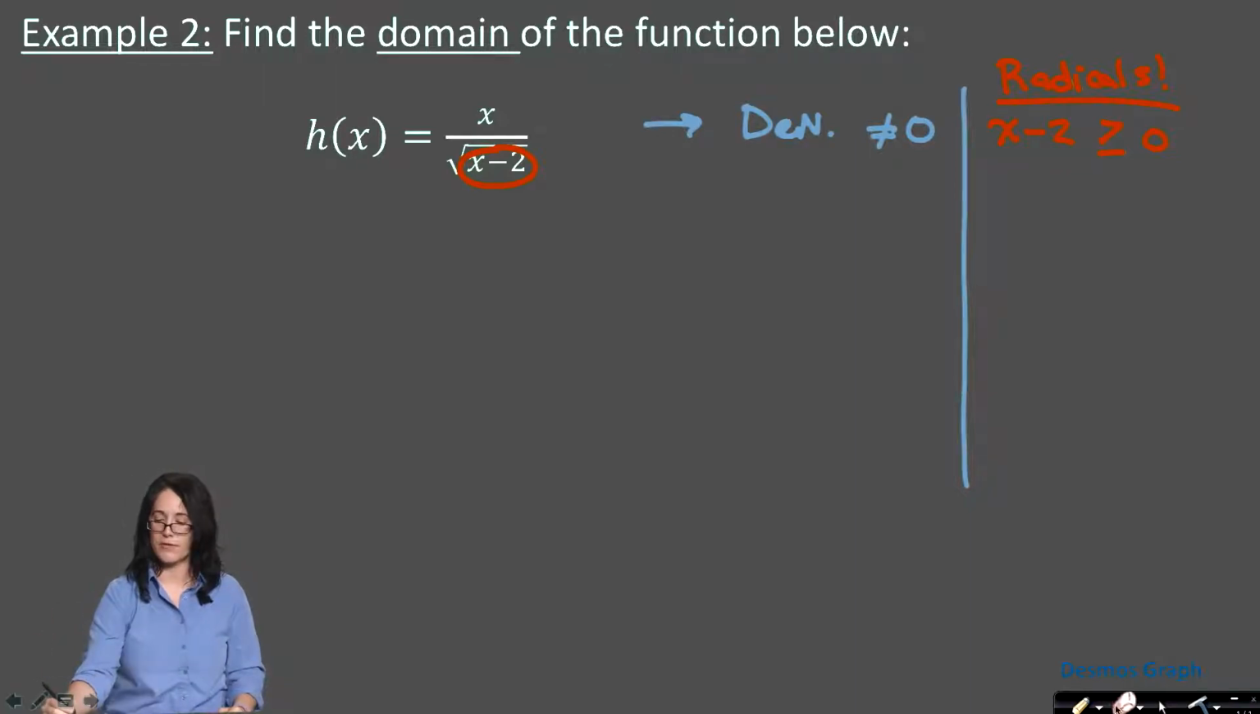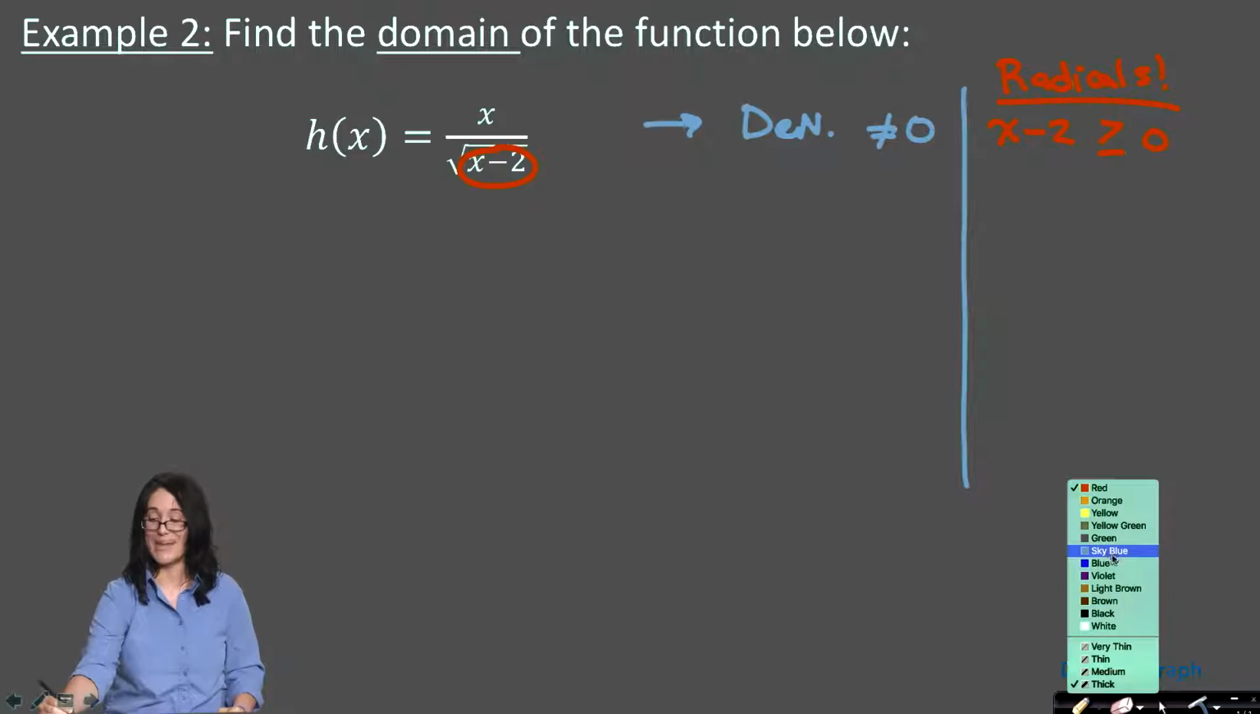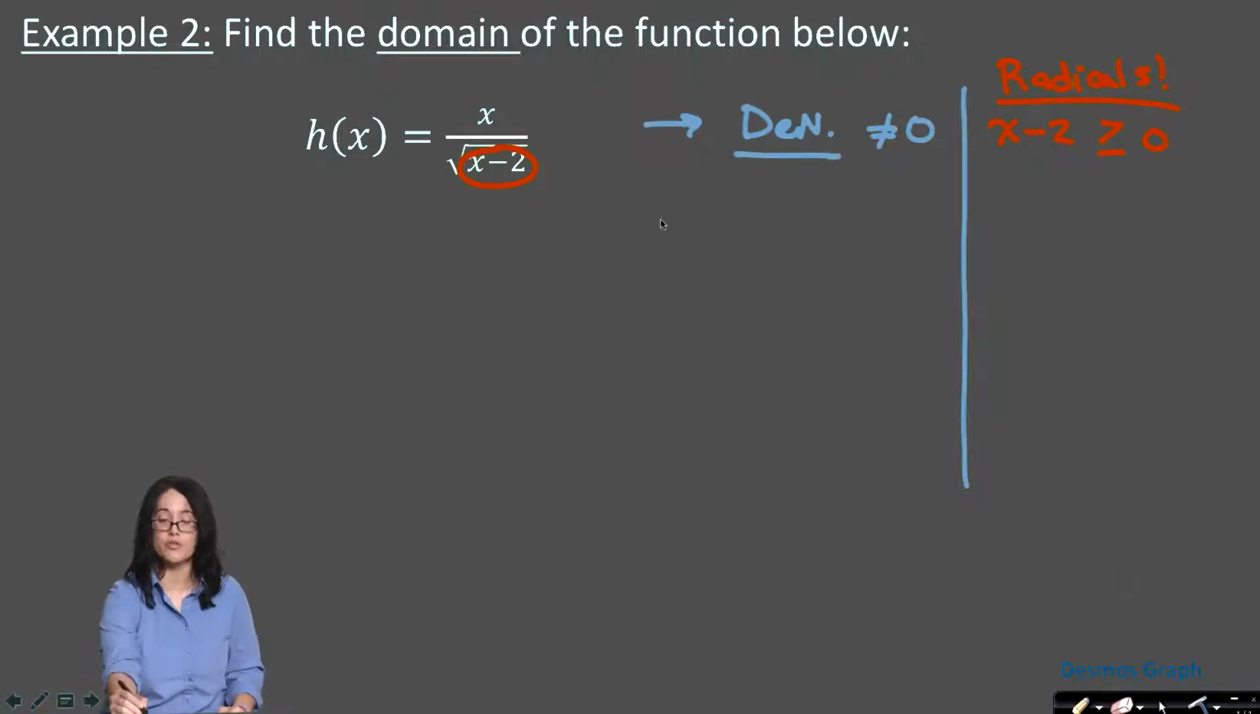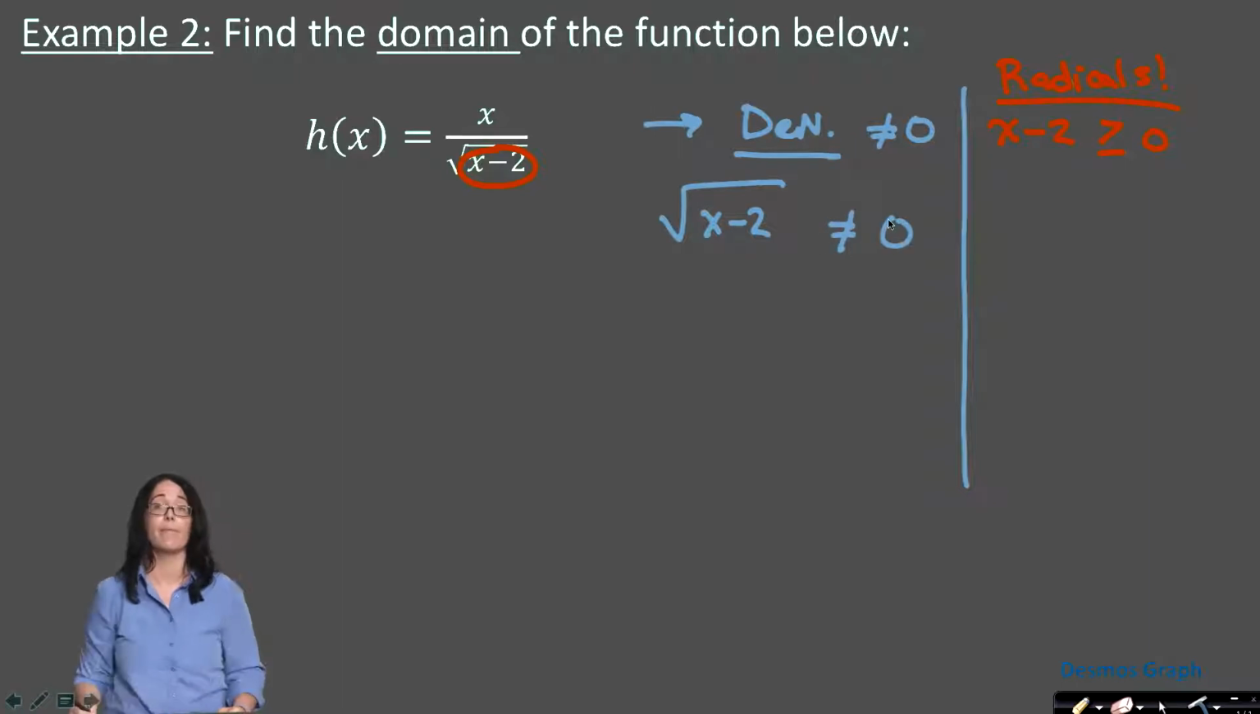So first of all, for the denominator not equaling 0, the entire denominator was the square root of x minus 2, and it's not allowed to end up being 0. So this is a square root equation, really an inequality because of the not equal. But typically with a square root equation, you would simply get rid of the radical by raising both sides to the power of the index.